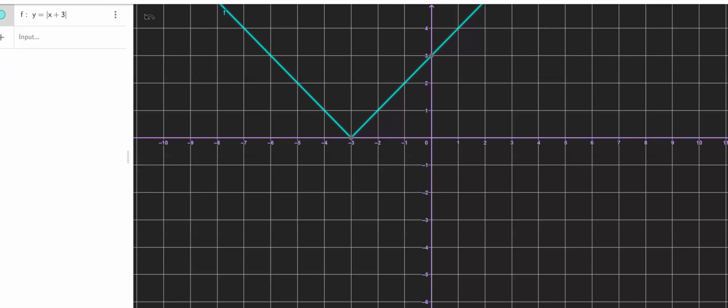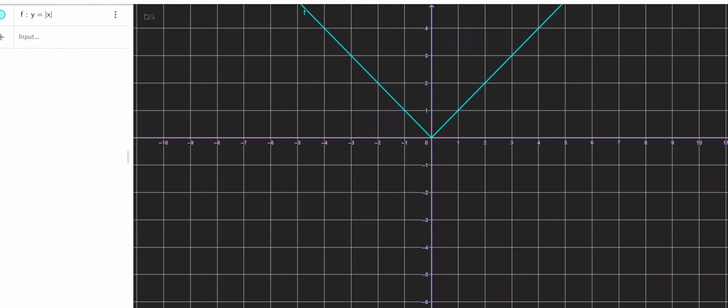Okay, I'll add something here now, but we'll go back to the original function, which is our main parent function. This is the parent function, y equals absolute value of x. Good. Now I want you to move it.